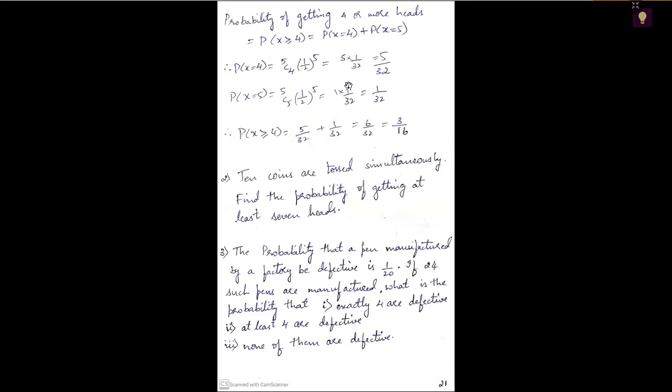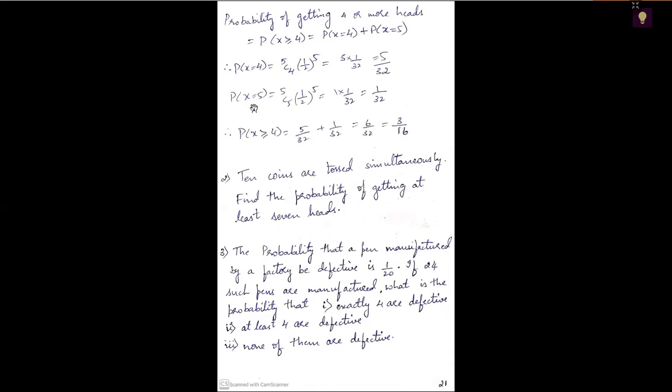Now probability of getting 4 or more heads is nothing but probability of X greater than or equal to 4. So X greater than or equal to 4 can be written as P of X is equal to 4 plus P of X is equal to 5, because there are only 5 trials and not more than that. So X can take the maximum value of 5. Therefore, P of X is equal to 4 is given as 5C4 (1/2) to the power 5. That is, 5C4 is nothing but 5. 5 into 1 by 32 is 5 by 32.